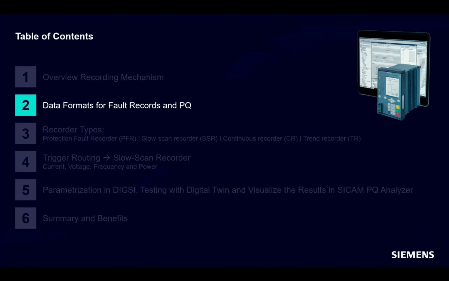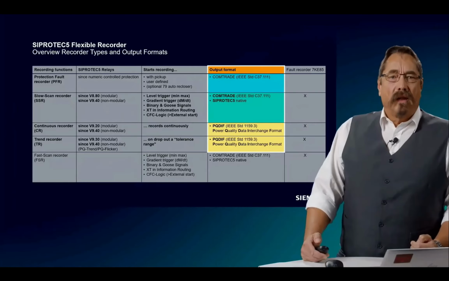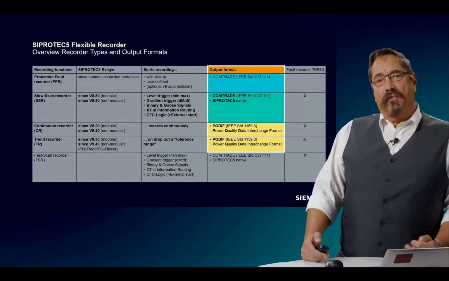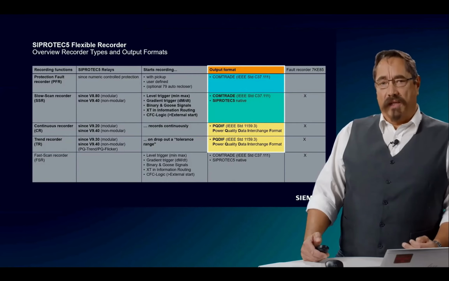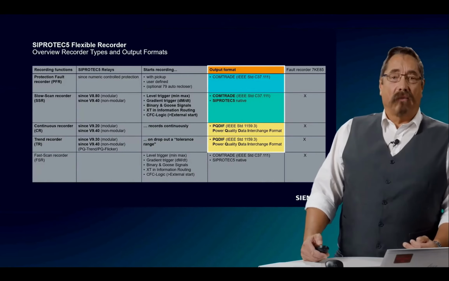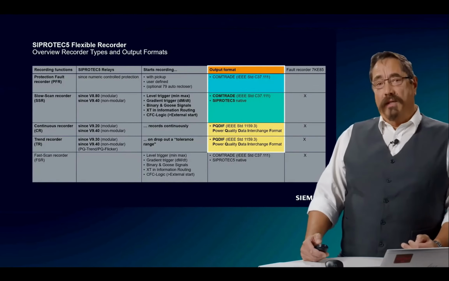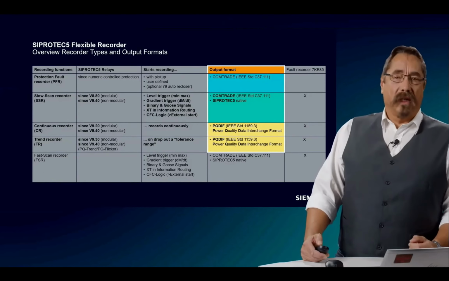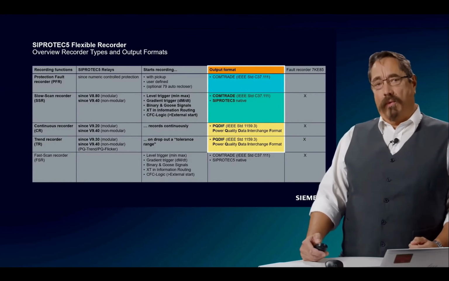The data formats for fault records and power quality. In the next chapter, I would like to make you familiar with the different output or data formats of the recorded measurements. Let us start with the well-known COMTRADE format, defined in standard IEEE C37.111.